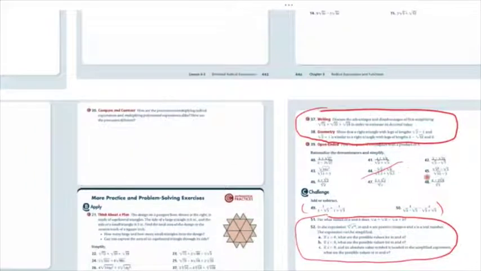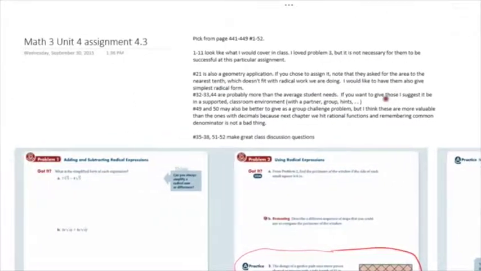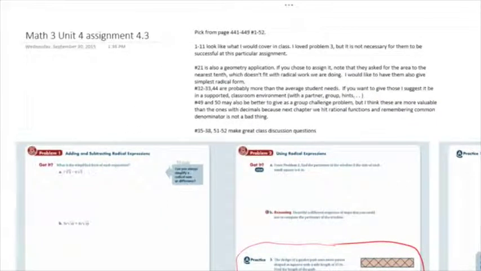Okay, so that's the beginning of Unit 4. I'm going to stop right now for the video, but in the second half, we'll be looking at solving and graphing and how the graphs of rational functions help us understand better the solutions that we get when we solve those.